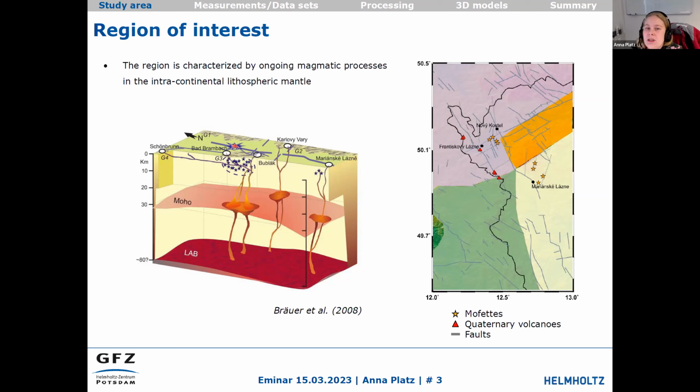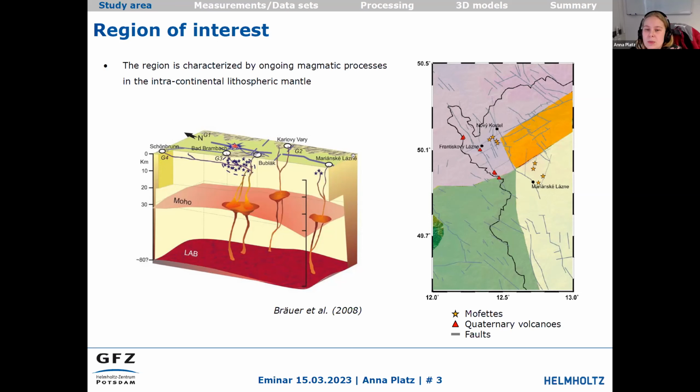The entire region is at the moment characterized by ongoing magmatic processes in the intra-continental lithospheric mantle, and first conceptual models were developed a couple of years ago, as for example shown here by a conceptual model of Breuer et al. These magmatic processes are similar, for example, to the processes in the Eifel or Massif Central in Europe, or to the processes in the Basin and Range province in the western United States.